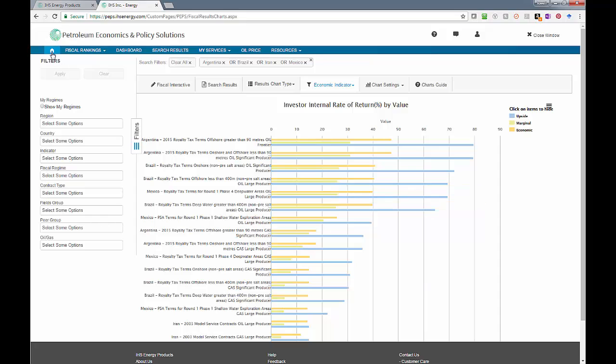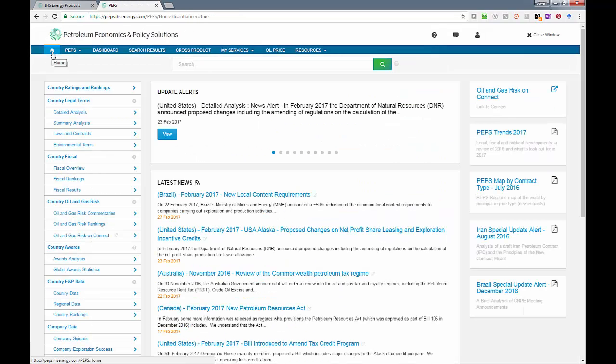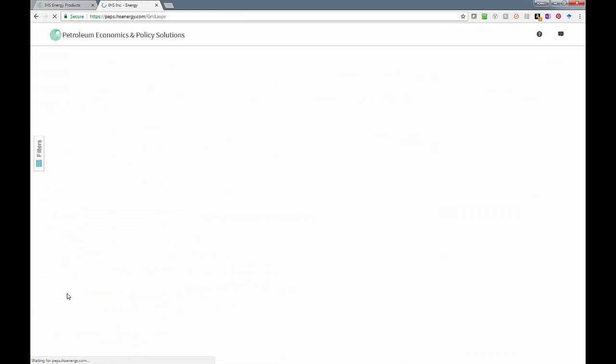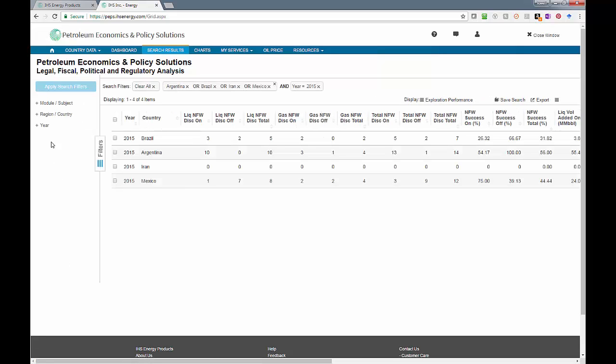Finally, the team takes a high-level look at E&P activity over the past several years. They then look at performance over the past several years.